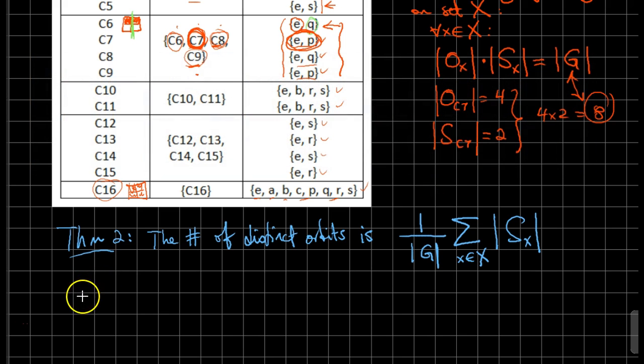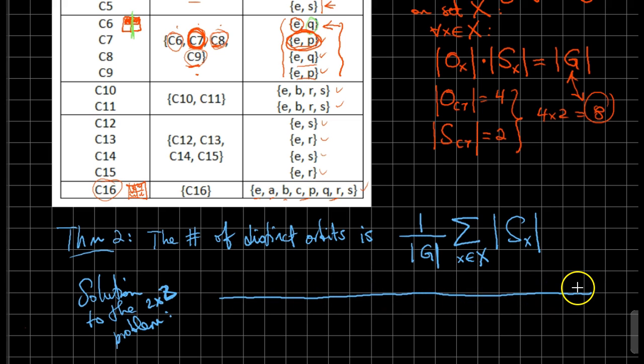So applying this theorem to our problem at hand, the solution to the 2x2 chessboard problem would be quite straightforward. To make life easier, I will just come up with a table here. Here is every single element in our coloring, the different colorings. And then this is the number of stabilizers that stabilize that particular coloring.